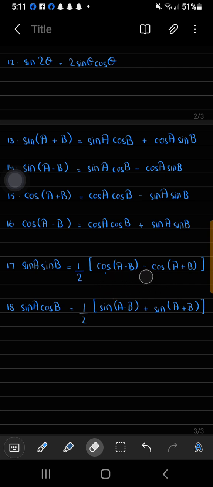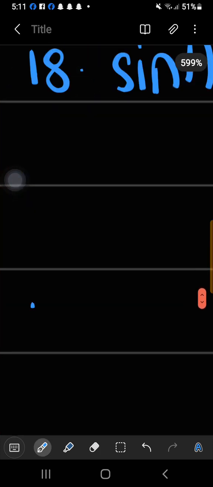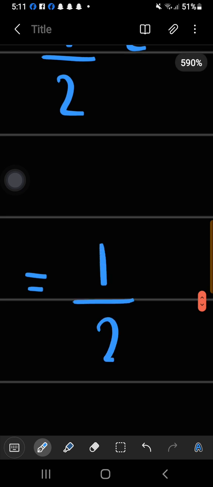Now we are left with two more properties. The 19th, cos A sine B is equal to 1 upon 2 bracket open sine A plus B minus sine A minus B.